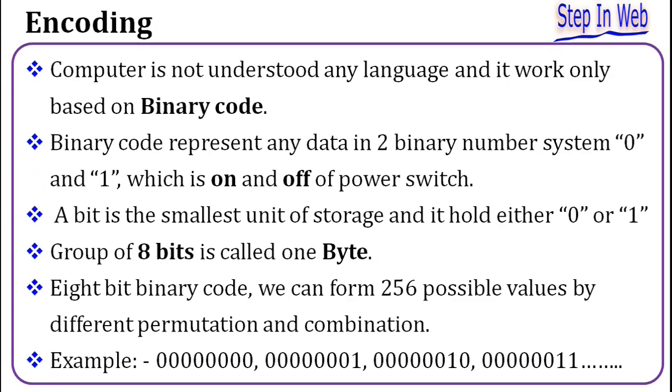We can make a group of binary codes and represent any character. And this character will be stored in a bit and byte system. A bit is the smallest unit of storage and it holds either 0 or 1. And a group of 8 bits forms 1 byte.